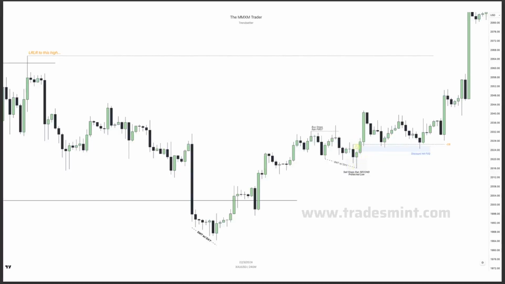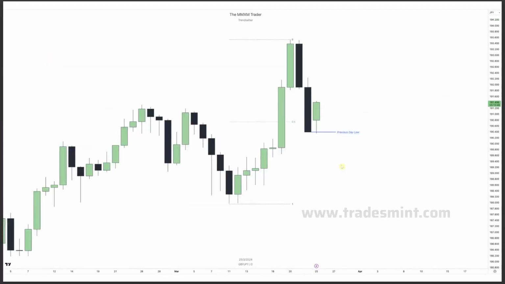Yes, right, because we have a discount fair value gap coupled with that high probability order block. So we know, because this is highly likely to be a protected low, that you can put your stop loss below that order block and enter from that discount fair value gap. Right, so let's head in on the next example over here.